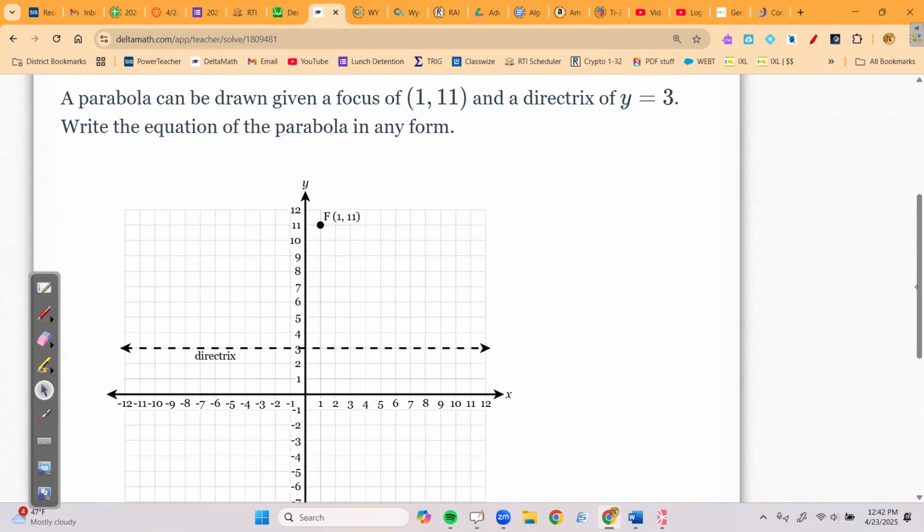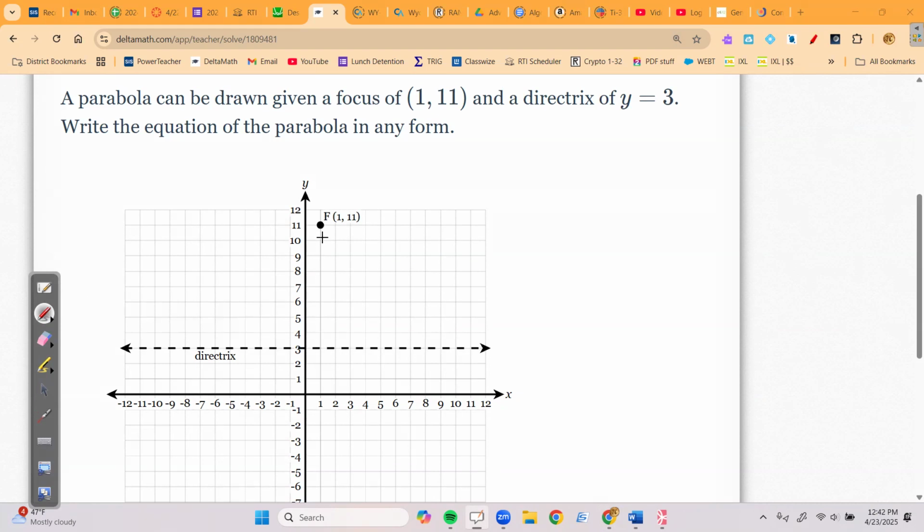So first off, the focus is up here at (1, 11). The directrix is a horizontal line down here, y equals 3. Where's the vertex going to be? Did you get that out of all that talking I just did? 7. Be more specific. (1, 7). Yes. Did you take away from that, if you were able to decipher any meaningful information, that the vertex will always be halfway between the focus and the directrix?